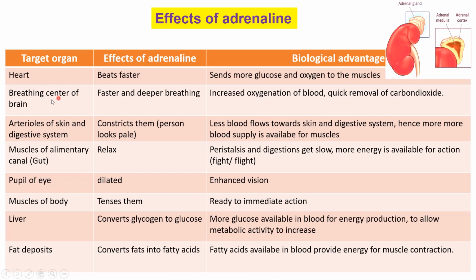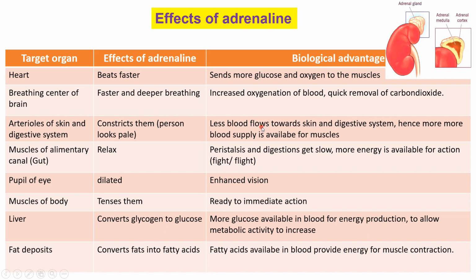The target organ is the breathing center in the brain, where you will feel faster and deeper breathing, so that the oxygenation of the blood increases and the carbon dioxide is removed quickly. Arterioles of the skin and the digestive system are going to constrict. They reduce a little in diameter, because arterioles have elastic muscle in them, so they are going to be constricted.